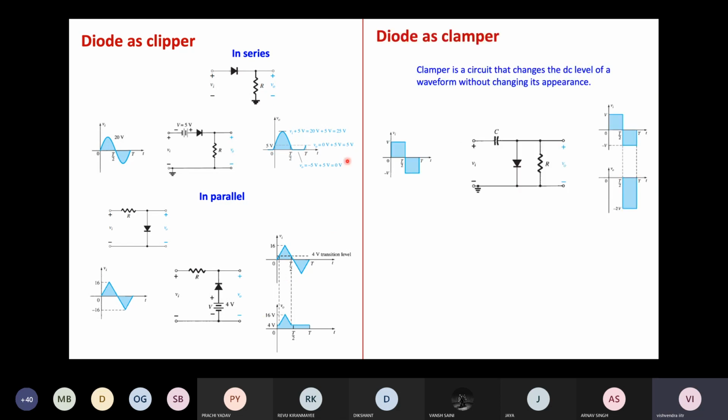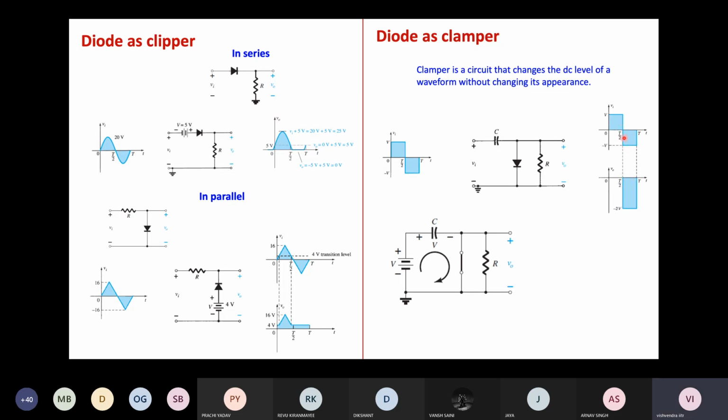Okay. Similarly, there is this circuit known as the clamper circuit. And what is a clamper? Clamper means that it can clamp the signal to a different level. So if this is the waveform, then it can change the DC level, or clamp it to a different DC level. So we will obtain exactly the same kind of signal, but now the signal's DC level will be changed.